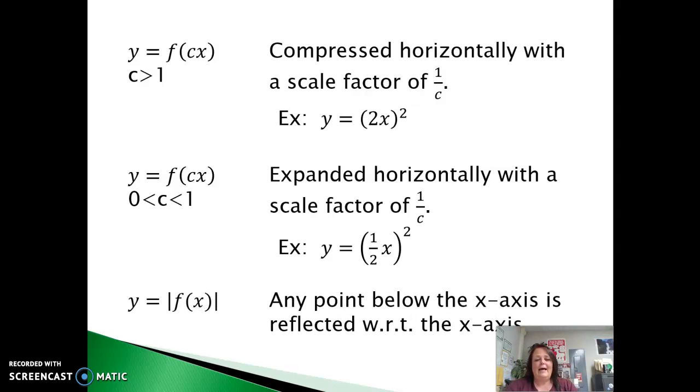And so then the last thing is if we have the absolute value around the function. So that means that we would graph the function the way we see it. And then anything that's below the x-axis gets reflected with respect to the x-axis so that when we're done, all my y values are either 0 or positive. We can't have any negative y values.